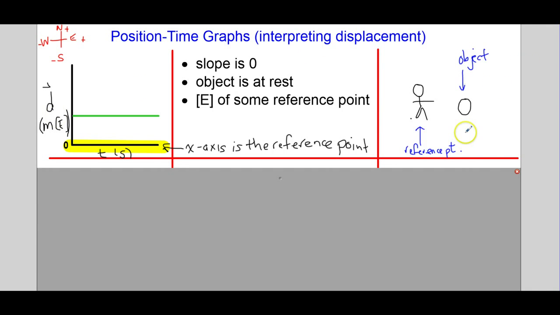So a picture to go along with it, we have a person who's going to be our reference point, and the object that we're talking about on this graph is going to be a ball. And so what's happening on this graph, an object is at rest east of some reference point. Next one.